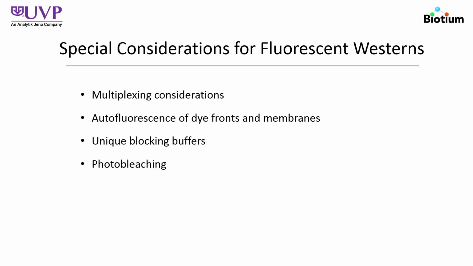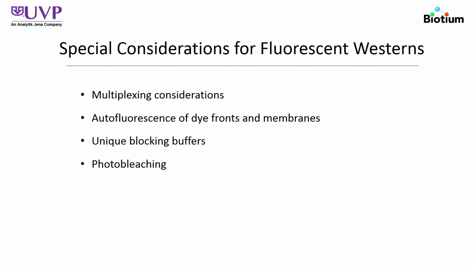There are some special considerations when making the transition from chemiluminescence detection to fluorescence detection. The main one being multiplexing considerations. In order to detect 2 targets simultaneously, you have to find antibodies that are raised in different species, allowing you to detect simultaneously with different secondary antibodies. And in addition, when doing multiplex detection, it's advisable to use secondary antibodies that have been highly cross-absorbed for multiple labeling. So these are secondary antibodies that are highly specific for one species and have minimal reactivity with antibodies raised in other species.